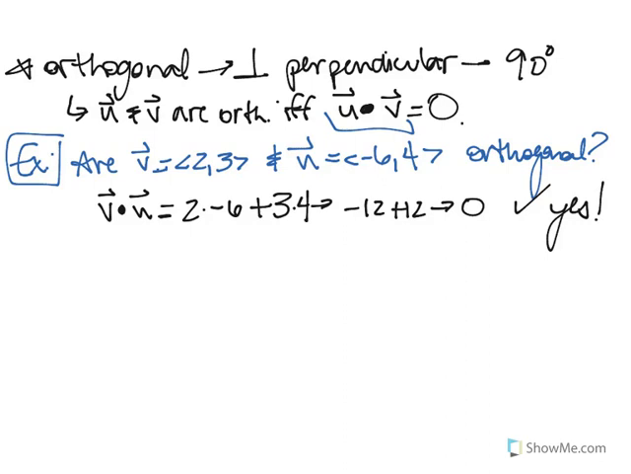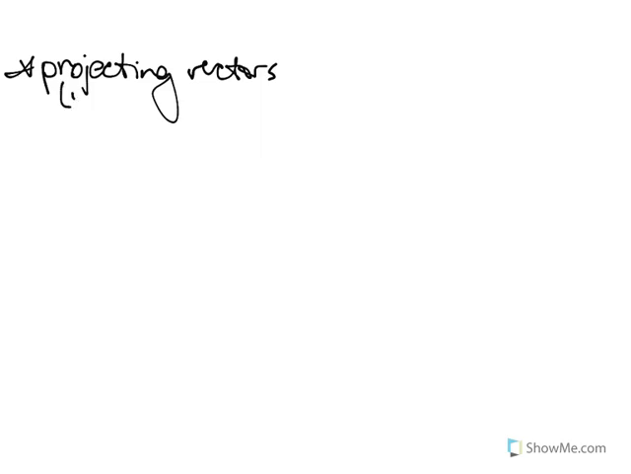They are orthogonal. Okay. And then the next thing I'm going to teach you is something called projection. We're projecting vectors on top of each other. The easiest way of thinking about this is thinking of it as a shadow. So I'm going to write shadow underneath it.